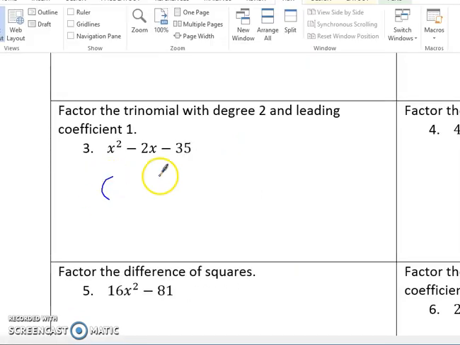Problem 3, very similar to problem 2. Just now we have a negative 35 and 2. First spot, we could only have an x times an x. Now, what two numbers multiply to make 35 and the difference between them is 2? 7 and 5. 7 times 5 is 35. Difference between them is a 2. So we're going to have a minus 7 and a plus 5 to give us a minus 2x in the middle there.